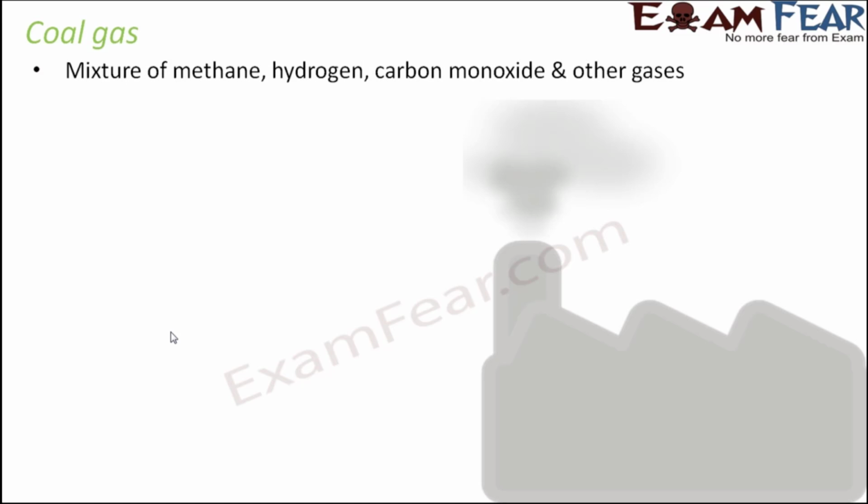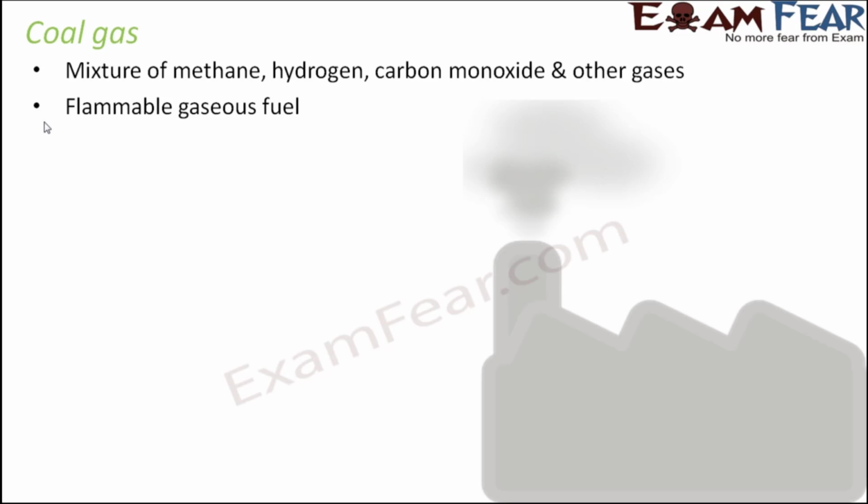Next is coal gas. Coal gas is a mixture of several gases like methane, carbon monoxide, hydrogen, and small amounts of many other gases. So a lot of gases together form the coal gas. This coal gas is mostly used as a source of heat rather than a source of light, although coal gas can be used as a source of light also. In earlier days it used to be used as a source of light, but these days it is mostly used as a source of heat.